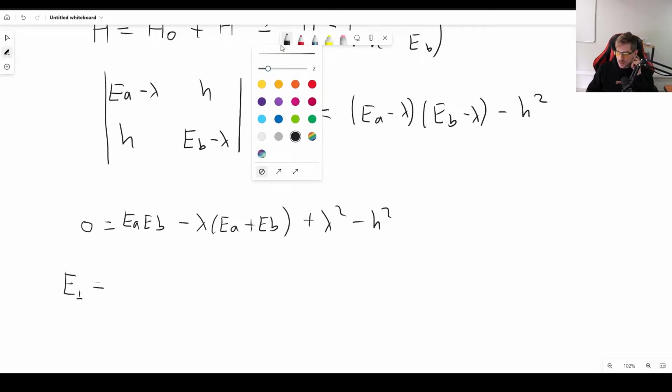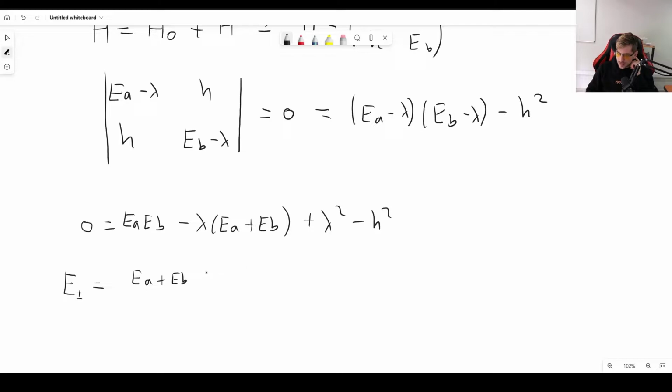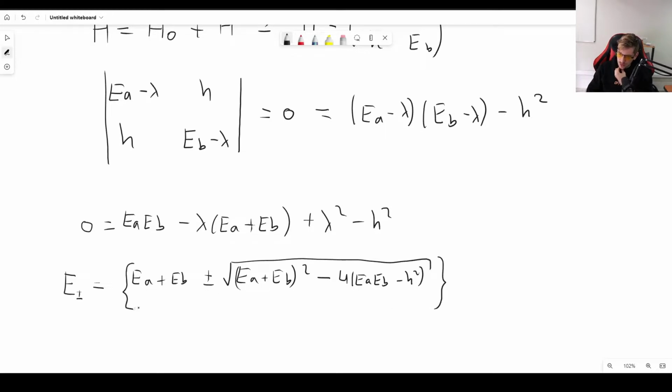So this is minus B. B is EA plus EB with a minus sign, so we get EA plus EB. Then we get plus or minus the square root of B squared, which is EA plus EB squared, minus 4 times C times A. So A is 1 and C is EA EB minus h squared, and all of this is divided by 2A. But A is 1, so times 1/2.